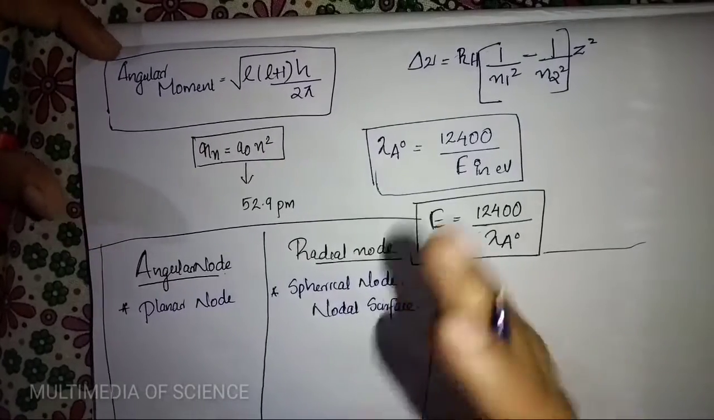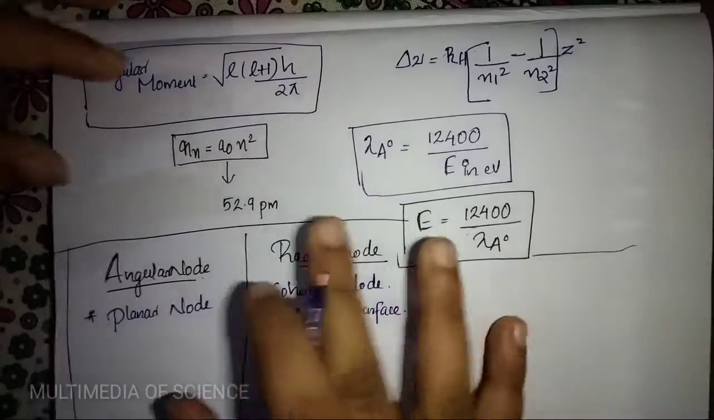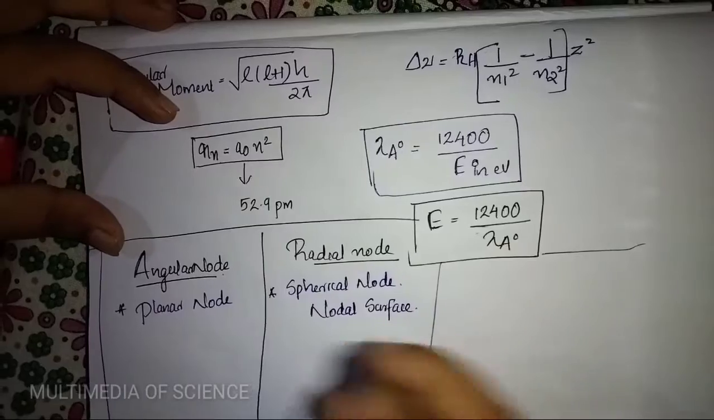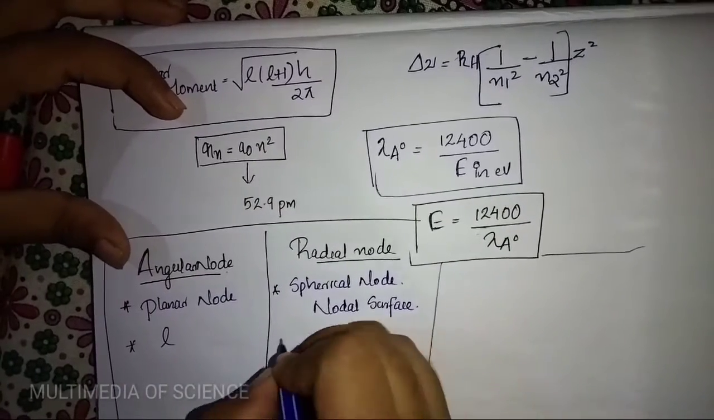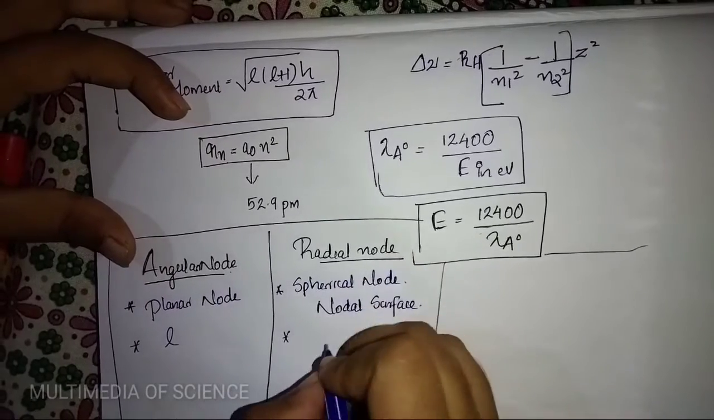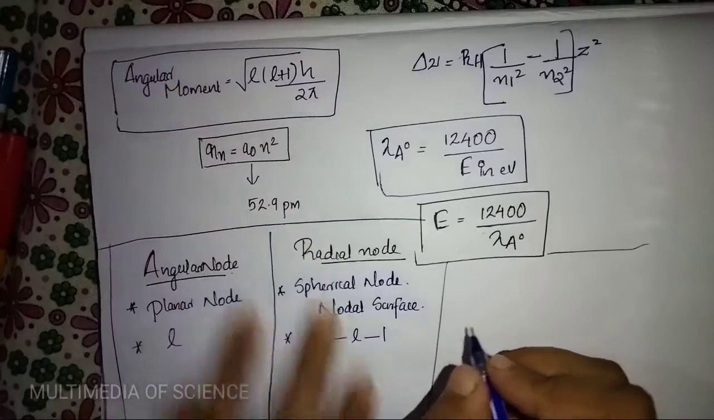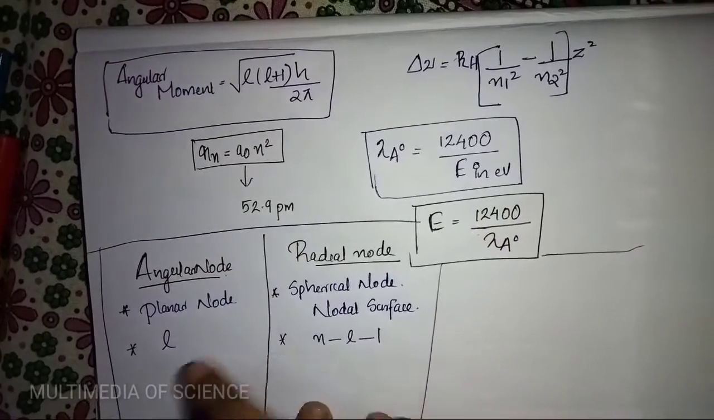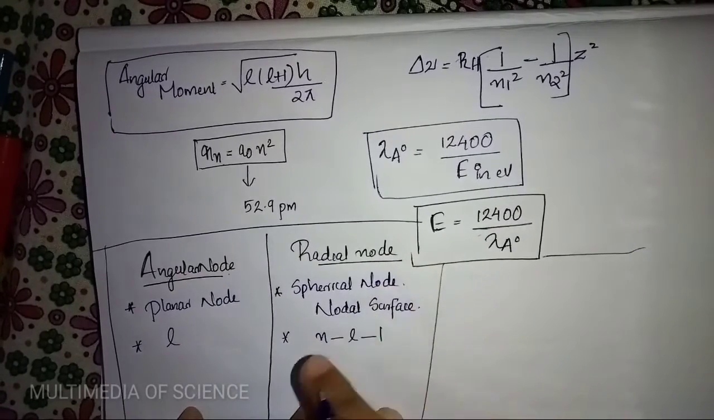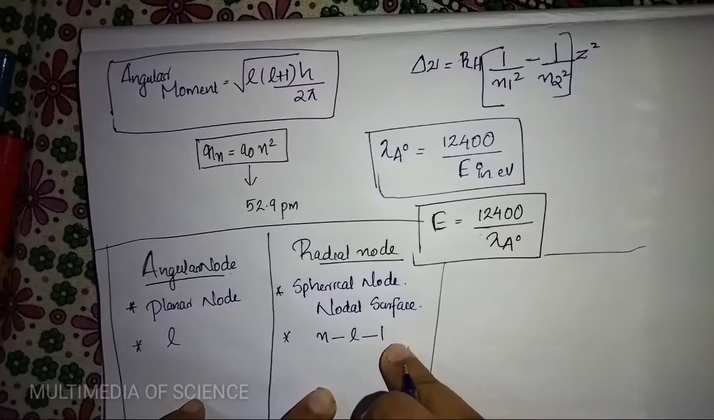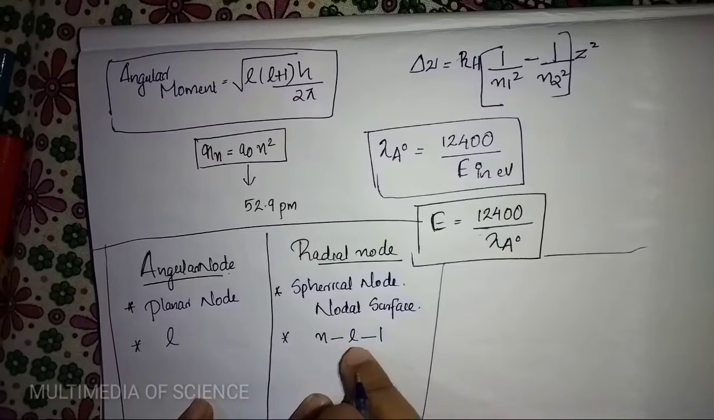Clear? Then what is the equation for finding the angular node and radial node? The equation for finding angular node is L, just L itself. Then for radial node, it is n minus L minus 1. Just remember this: for angular node, the equation is only L, and for radial node, it is n minus L minus 1. You should memorize about the n value and L value.